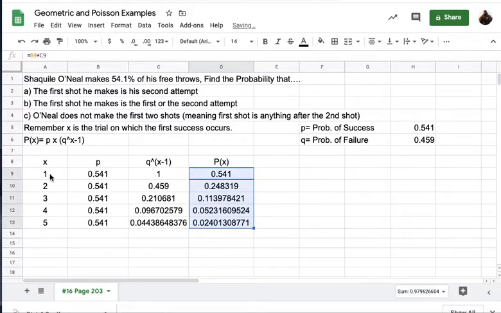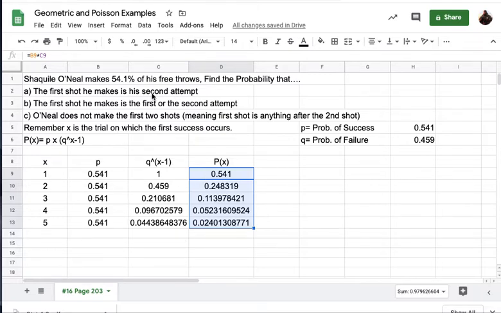Now, you might be wondering, why do I have 1, 2, 3, 4, 5 over here? I wanted to make sure I went further. We really only needed 1 and 2 for this problem because we're only worried about his first and his second attempts. The bottom line is that the geometric probability keeps going infinitely. So there really is no end value to it. It will continue. In theory, the 10 millionth shot could be the first success. Very small probability, but it could happen.